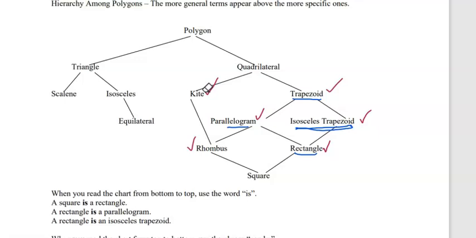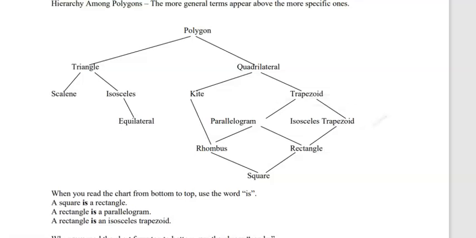Notice on all of these, we're reading from the bottom up. A square is a rectangle. A rectangle is a parallelogram. A rectangle is an isosceles trapezoid. And so if you are reading from the bottom to the top, you can use the word is.